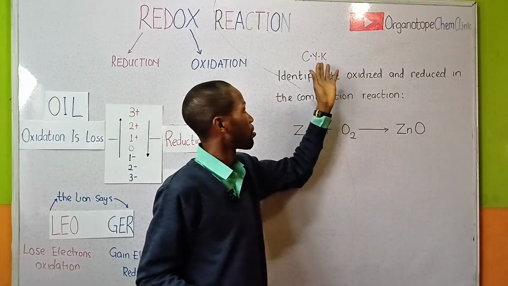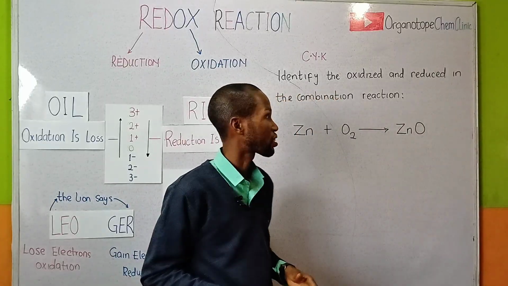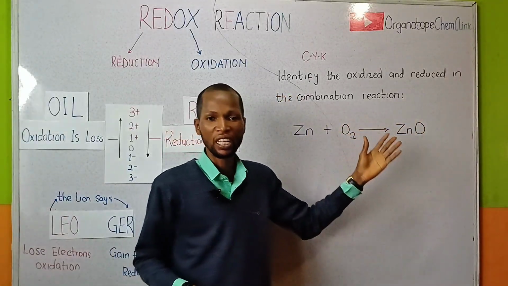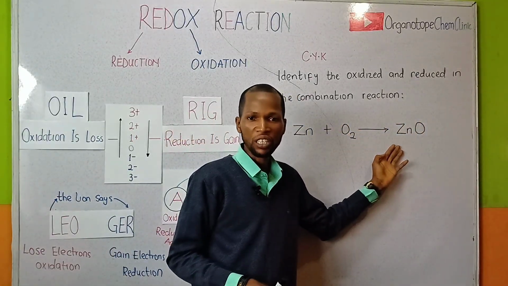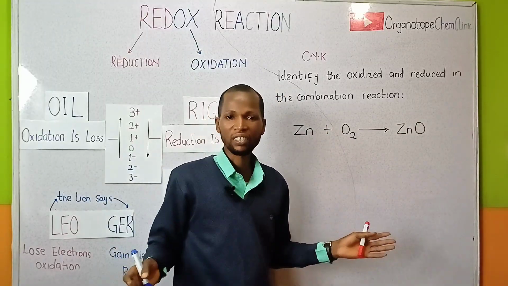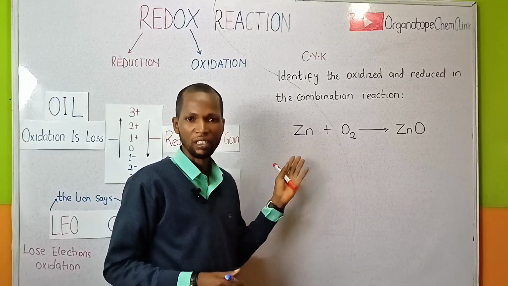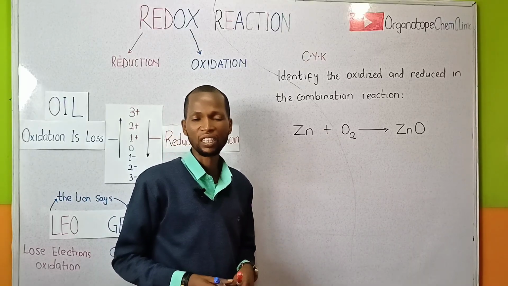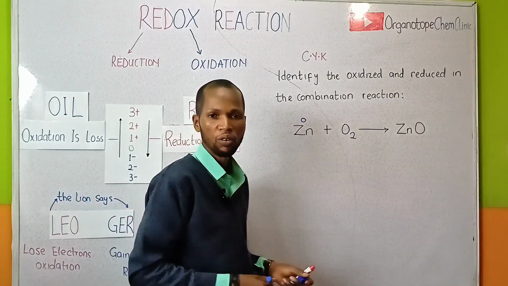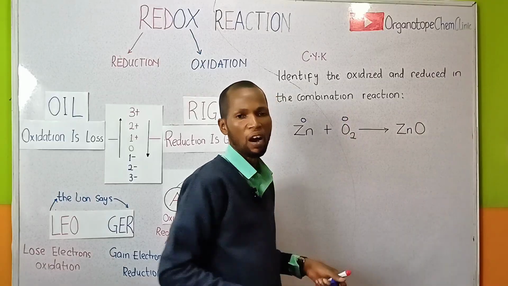We have our CYK right here. Check your knowledge. Feel free to pause the video while you answer this question. Identify the oxidized and reduced in the combination reaction as shown in the equation right here. Alright, let's attempt this question together. What is the oxidation state of the zinc atom right here? It is the parent atom. What is the oxidation state of a parent atom? That's right, we have 0. Okay, and the oxygen atom here has the oxidation number of what?